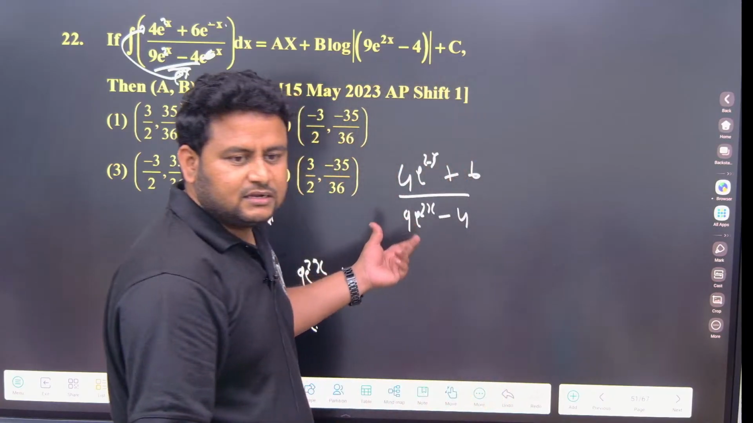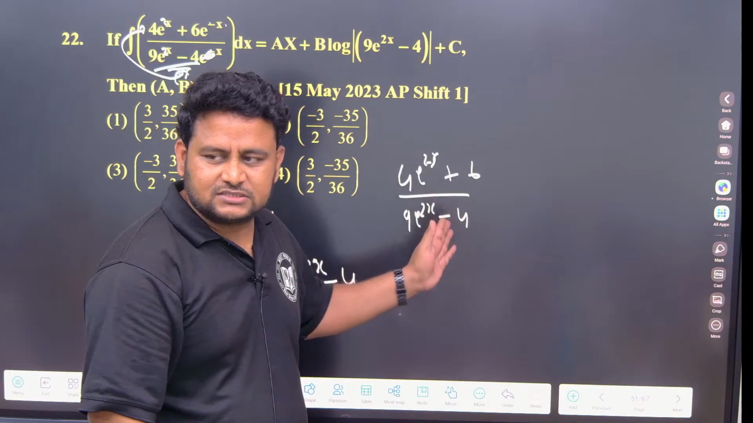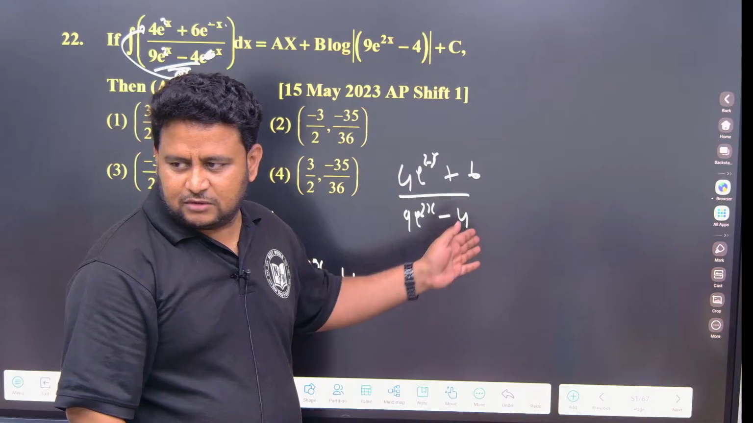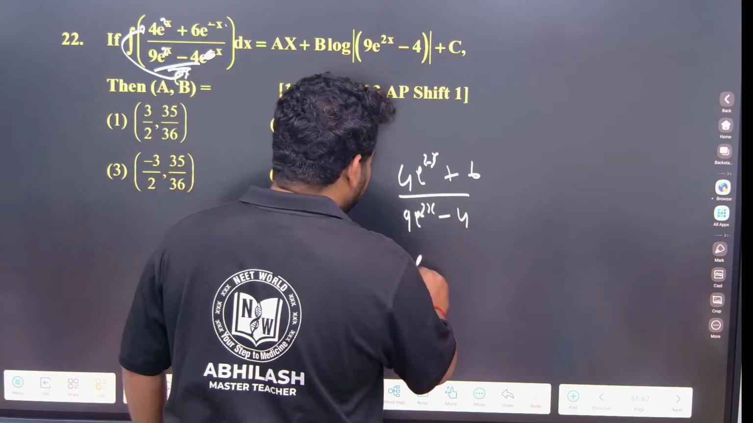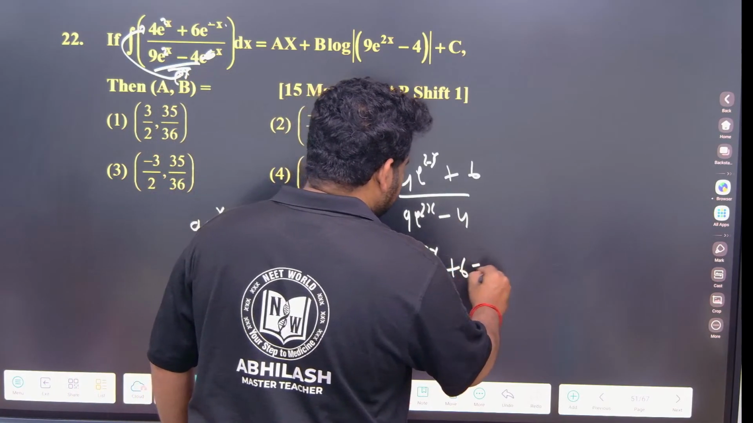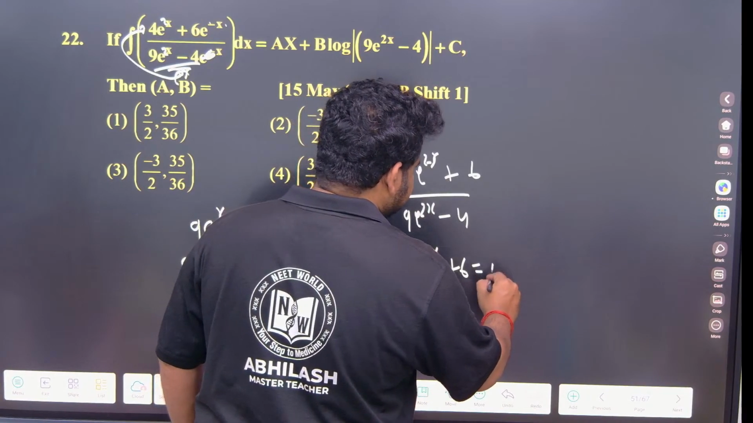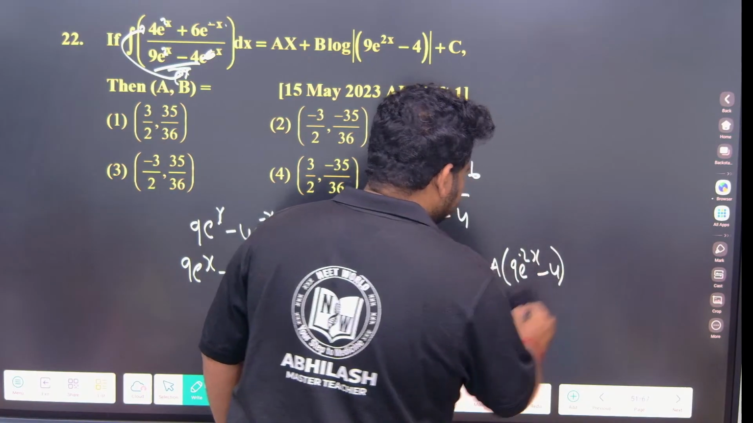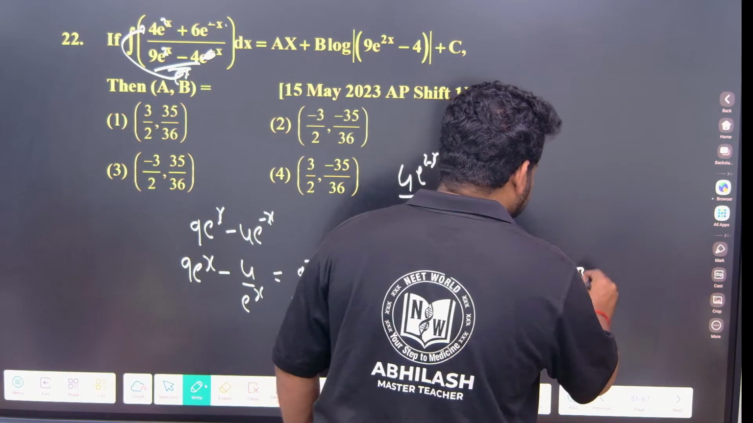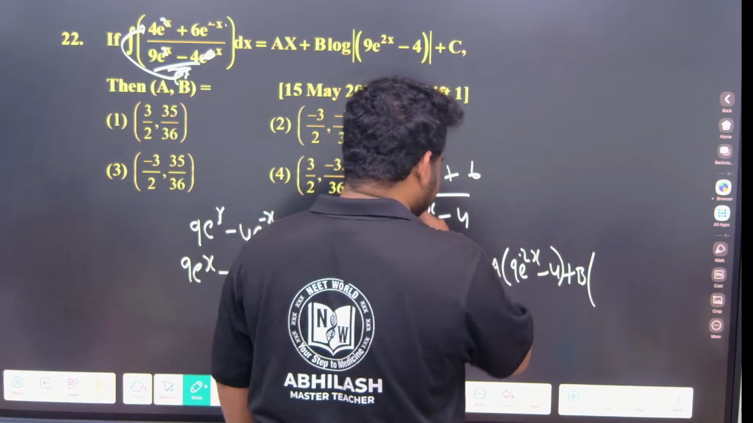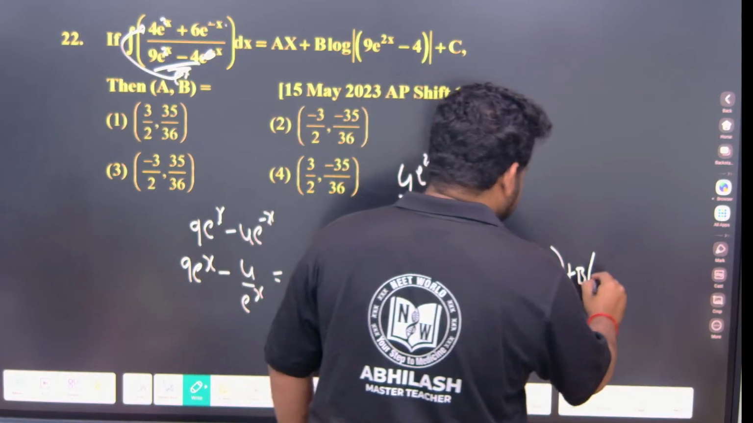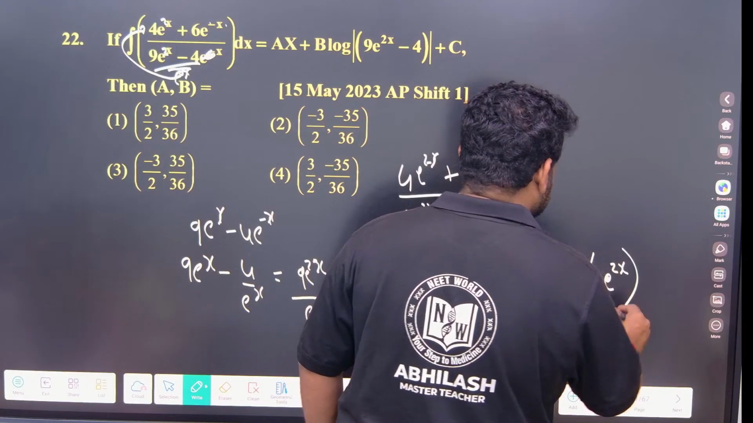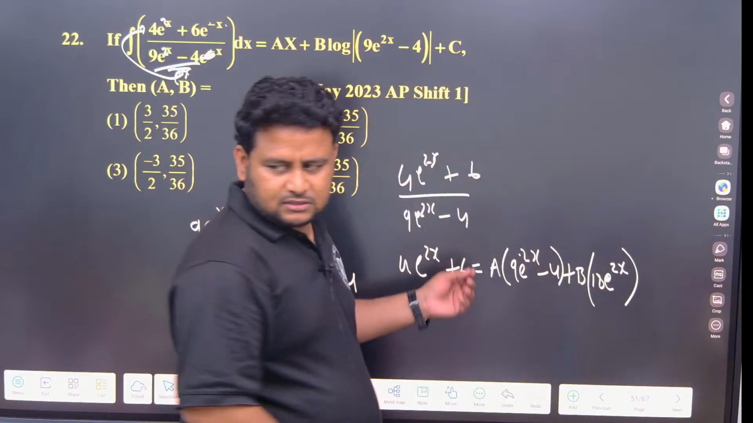Now you take numerator is equal to a into denominator plus b into d by dx of denominator. So 4 into e power 2x plus 6 is equal to a into, denominator is 9 into e power 2x minus 4, plus b into d by dx of denominator. D by dx of denominator is what? 9 into e power 2x is 18 e power 2x, minus 4, that is 0.